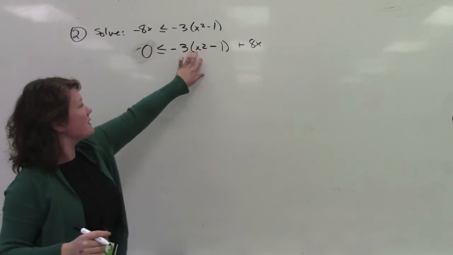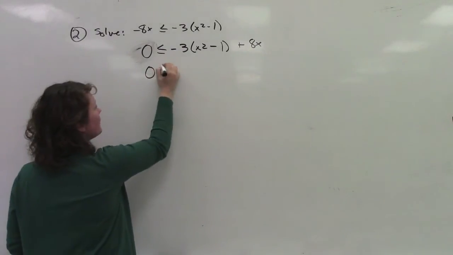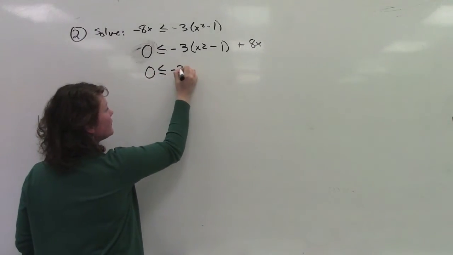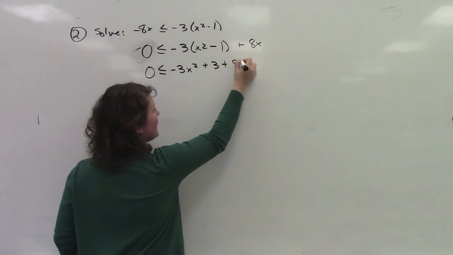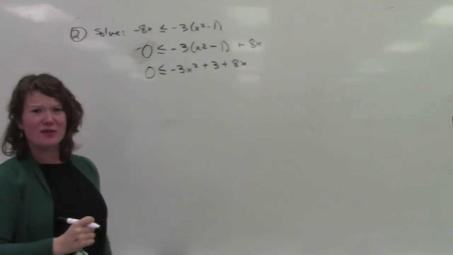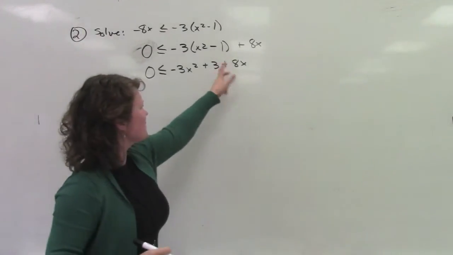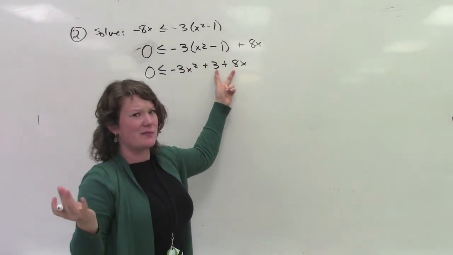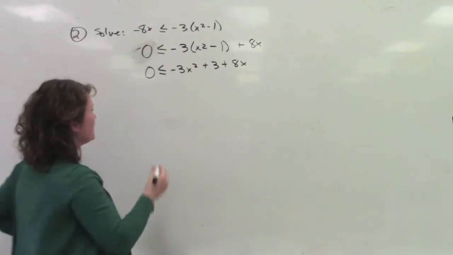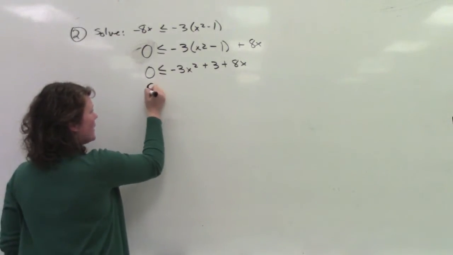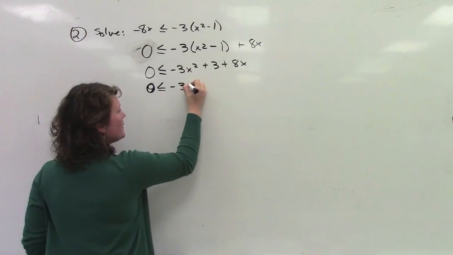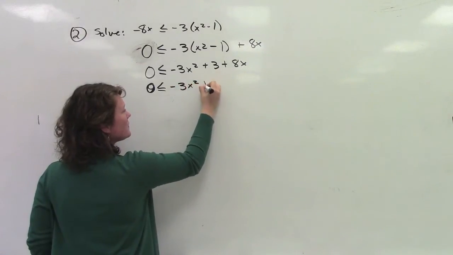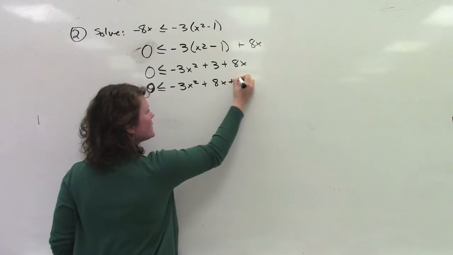I want to expand this out a little bit more. 0 is less than or equal to negative 3x squared plus 3 plus 8x. I want to get this into a factorable form, so I'm just going to switch these two things. That's all I'm doing. It just makes it easier for me to understand what's going on, and easier to factor. Nicer setup. Negative 3x squared plus 8x plus 3.